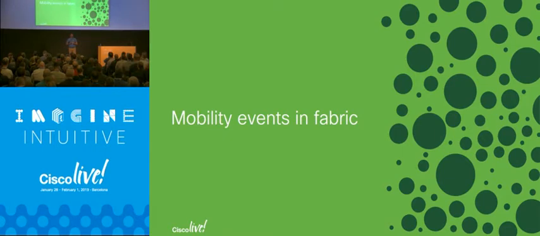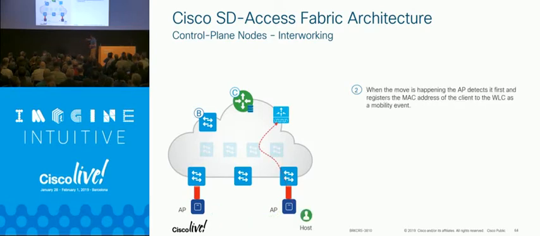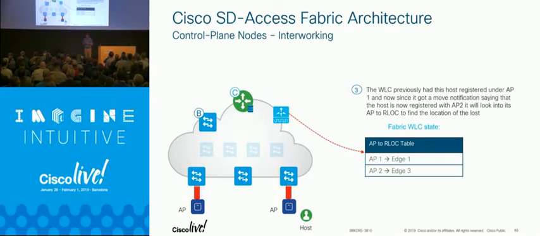Now let's look at the mobility event in the fabric. Okay. So let's say your host is moving from AP1 connected behind edge 1 to AP3 connected behind edge 3. Okay. So when that happens, first the AP will detect this client. The moment the AP detects the client, it's going to inform the WLC that, hey, Mr. WLC, an endpoint is trying to move from one AP to another. The WLC is going to look at that and say, hey, looks like this endpoint is trying to move from AP1 to AP3. So what is the location of my AP3? Well, you look at your WLC table, and then you say, well, AP3 is behind edge 3.